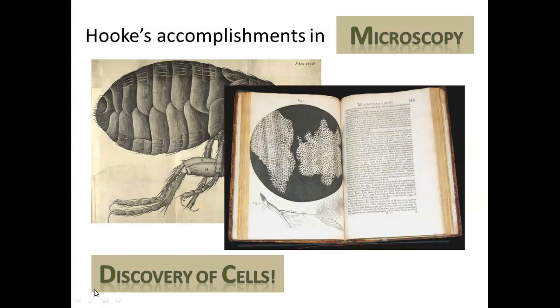When he looked for other arrangements of living matter, he kept finding the same thing, little room-like pockets, whether he looked at plants or animals. This was a key stepping stone to our modern theory that all living materials are composed of cells.